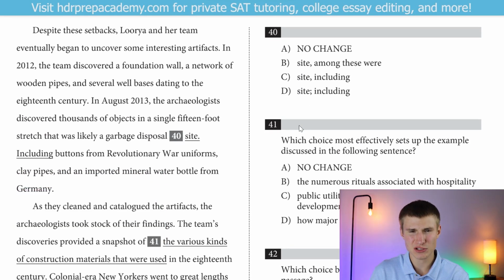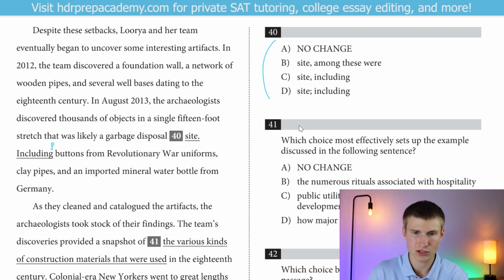All right, despite these setbacks, Rhodea and her team eventually began to uncover some interesting artifacts. In 2012, the team discovered a foundation wall, a network of wooden pipes, and several well bases dating to the 18th century. In August 2013, the archaeologists discovered thousands of objects in a single 15-foot stretch that was likely a garbage disposal site. Next, we see in all our answer choices, pretty similar wording, just dealing with differences in punctuation. We have to read on here, including buttons from Revolutionary War uniforms, clay pipes, and an imported mineral water bottle from Germany. All right, well, what is this here right now as it stands?